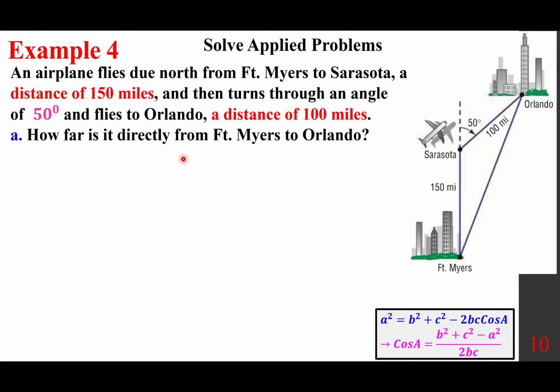How far is it directly from Fort Myers to Orlando? So in other words, we are going to go this way 150 miles. We're going to go this way 100 miles. But what if we wanted to go straight? How much would that be? That is the question, everybody.